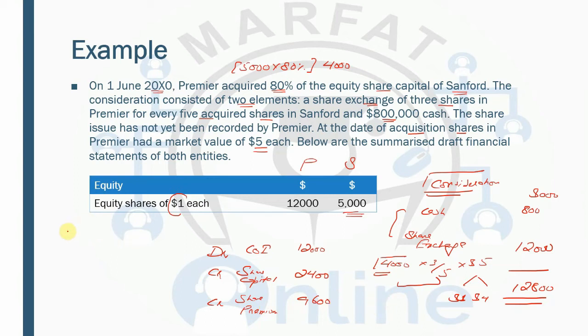So when you are consolidating the equity, first of all the share capital. The existing share capital is 12,000 plus 2,400, and then there will be share premium, that will be 9,600. So this is the equity that will be recorded in the consolidated statement of financial position.